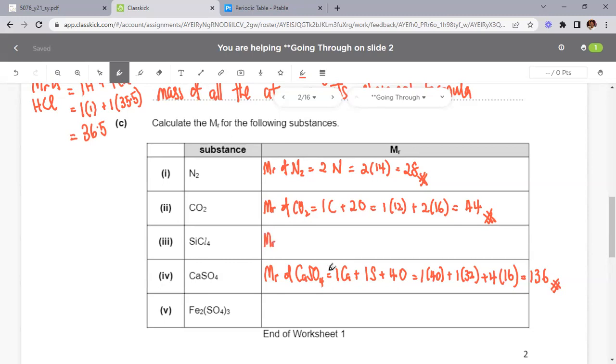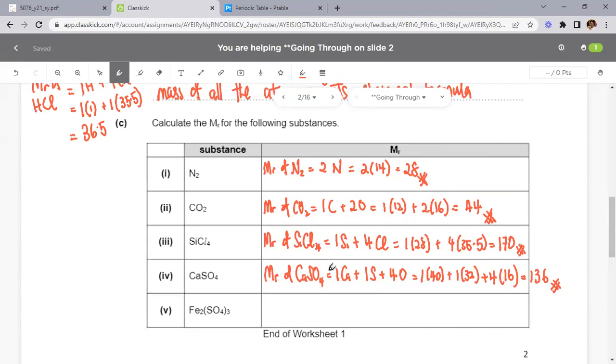SiCl4. To find the Mr of SiCl4, if you already follow the steps, you shouldn't go too wrong. It's 1 Si plus 4 Cl. Si is 28. Cl is 35.5. So if you take 28 plus 4 times 35.5, you're going to get 170.